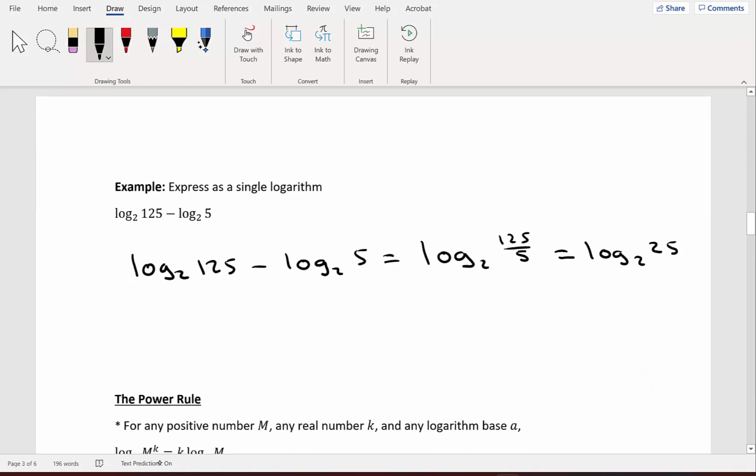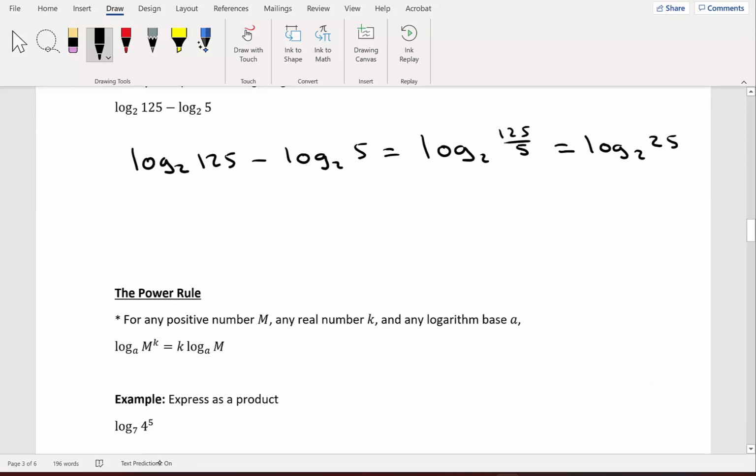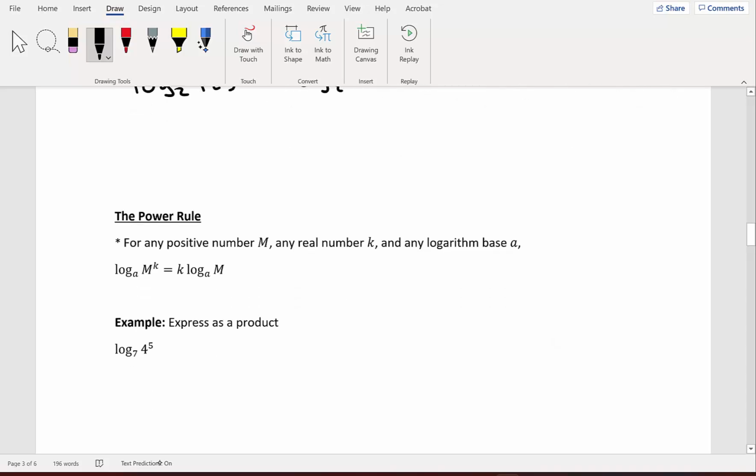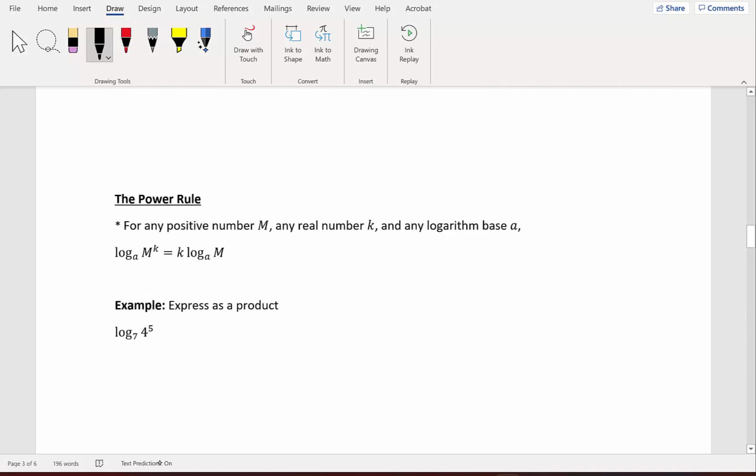Now this leads us to our power rule. The power rule states for any positive number m and any real number k and any logarithm base a, log base a of m raised to the kth power is equal to k times log base a of m. So essentially what we could do here is we could take our exponent and bring it down to the front of our log.